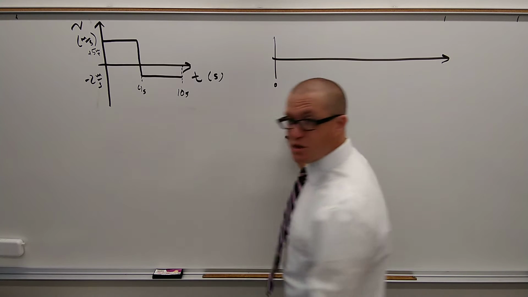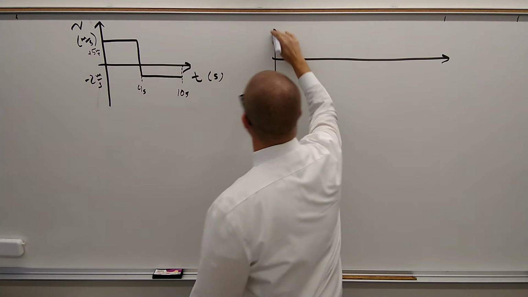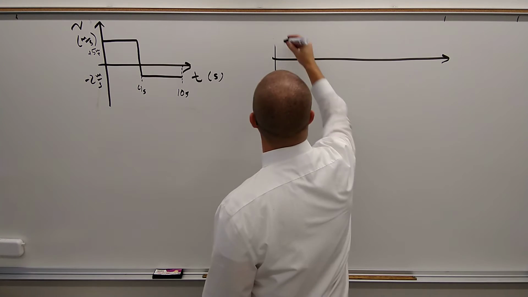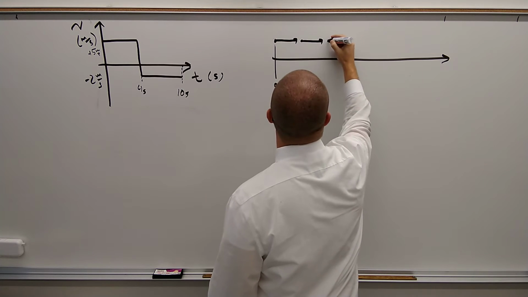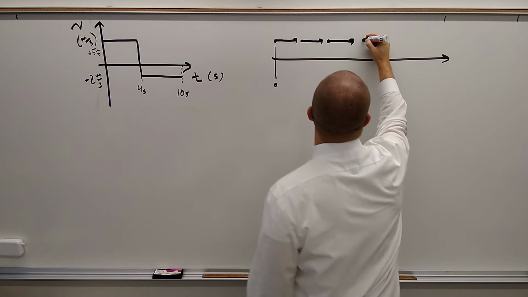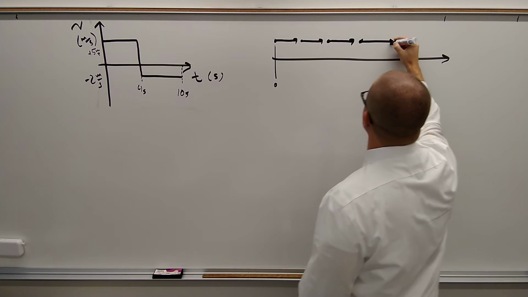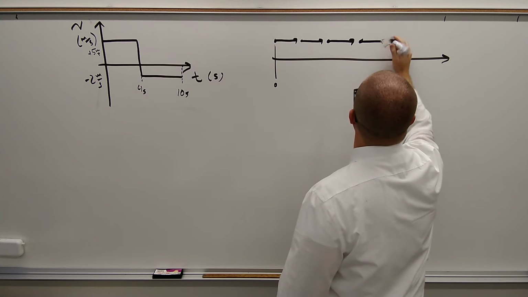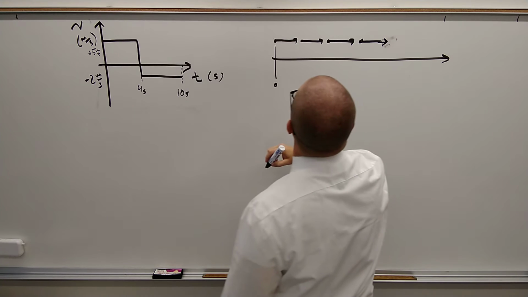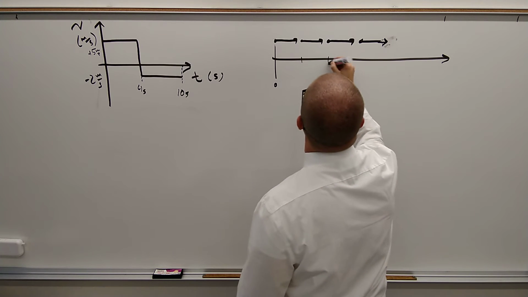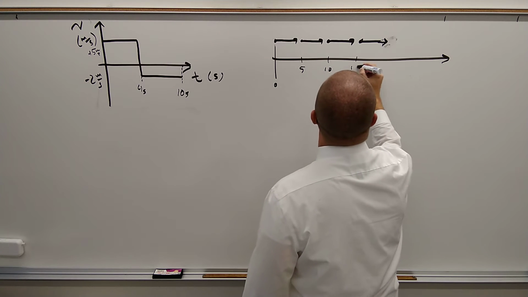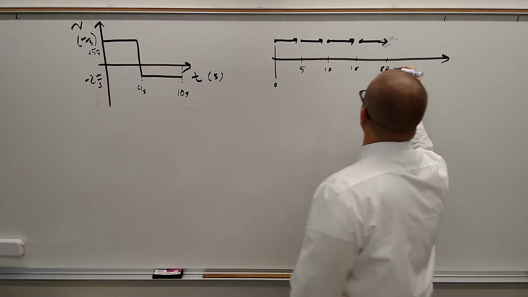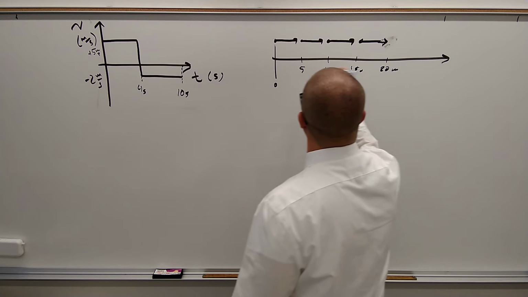Let's say it starts off at a position of 0. It would move 5 meters per second for 4 seconds. 1, 2, 3, 4. Each of those arrows represents a velocity of 5 meters per second. So if it goes 5 meters every second, that would be 5, 10, 15, 20. It goes out 20 meters.